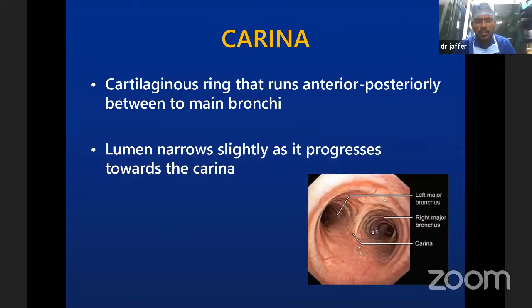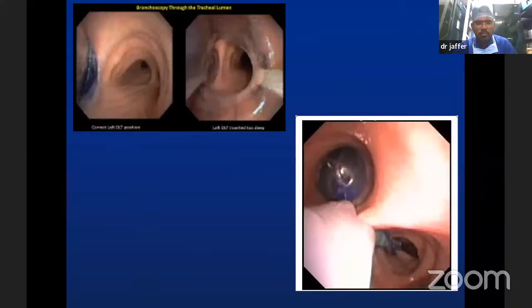Next is the carina. The trachea divides at the carina, and these D-shaped cartilages divide into the right main stem and the left main stem. What is the significance of knowing the carina? So that we can position the DLT and also the bronchial blockers. In the left upper image, we see the DLT. In the left-sided DLT, usually the bronchial lumen will be blue in color and the tracheal lumen will be white in color, that is translucent. Translucent tracheal, bronchial blue. So we can remember it like that.